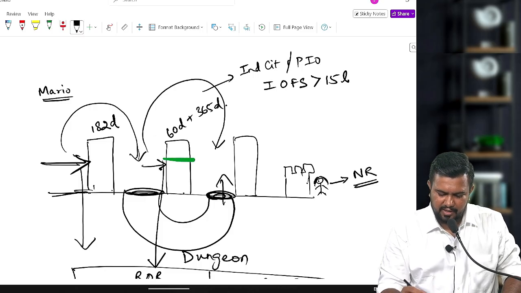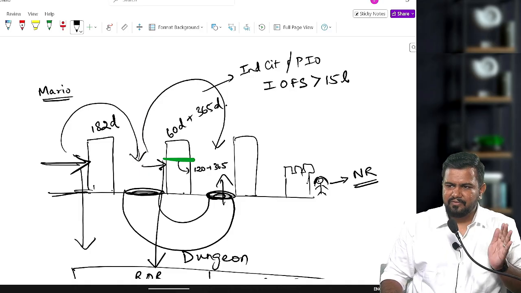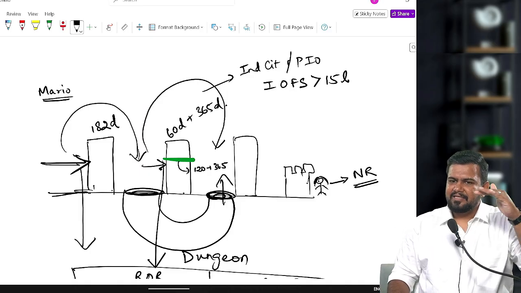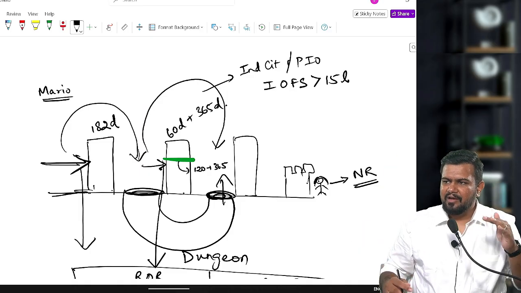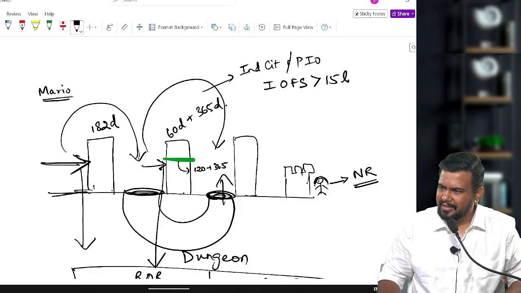It will become a smaller wall of 120 plus 365. Means what? They can easily jump. 60, 365 means they will dash and go inside. 120 and 365 means the wall will become smaller. They can jump and go to the next side.